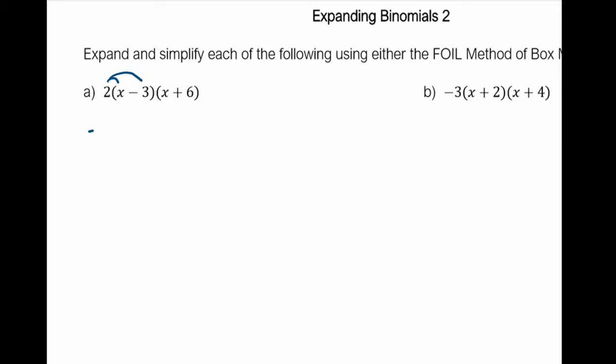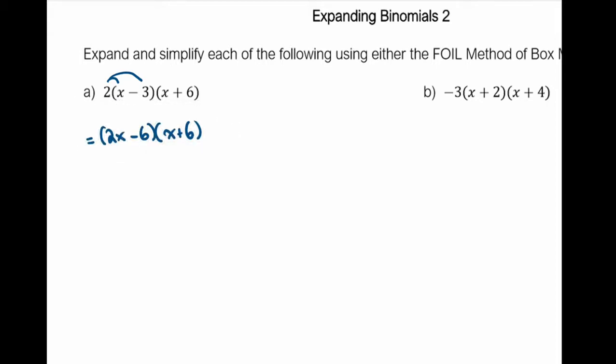Remember, we talked about in the last lesson, when we're multiplying multiple things together, multiply the first two, get your answer, and then multiply that product or answer with the next bracket or term. So I'm going to multiply the 2 through. 2 times x is 2x. 2 times negative 3 is negative 6. And then that answer is going to multiply x plus 6.